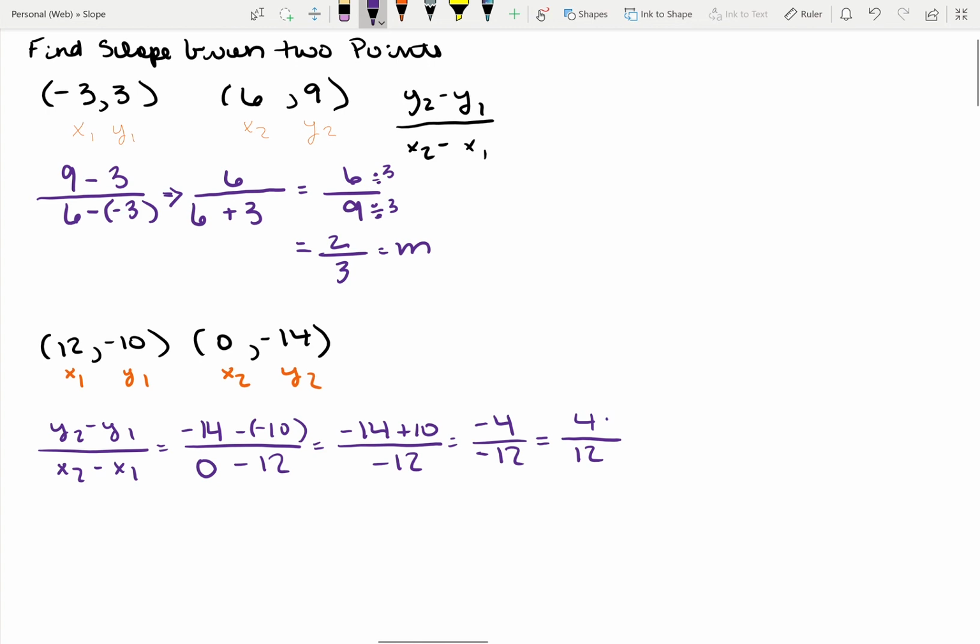Then, of course, we simplify by using the GCF of 4 and 12, which is 4. And we find that 4 divided by 4 leaves us with 1, and 12 divided by 4 leaves us with 3. And therefore, our slope is equal to 1/3.